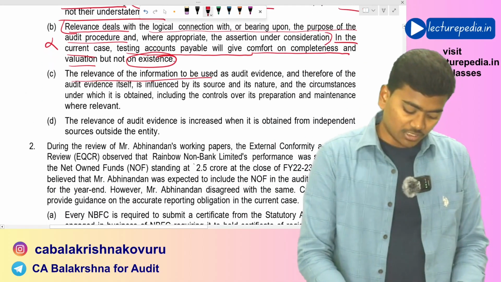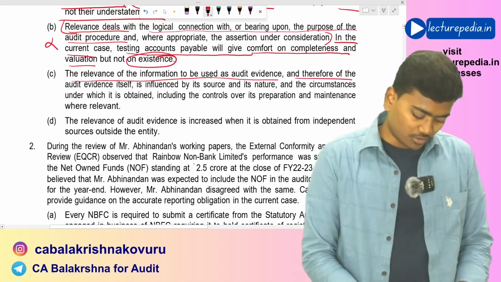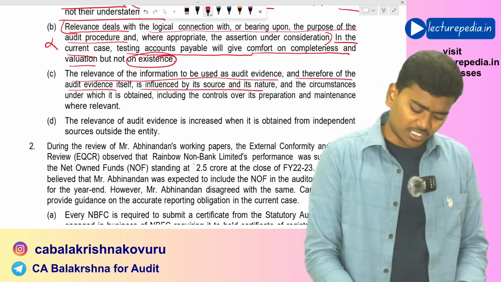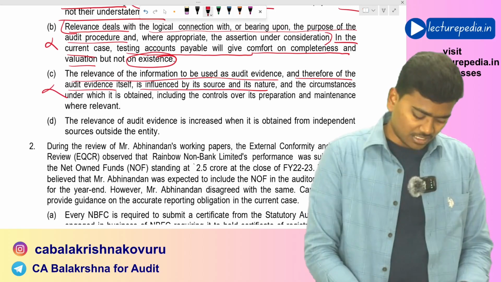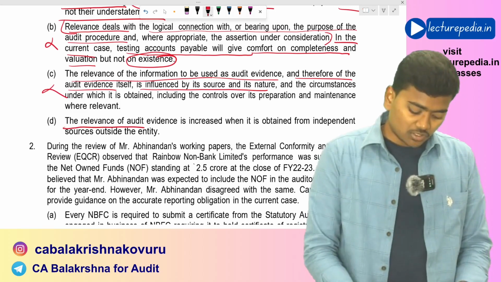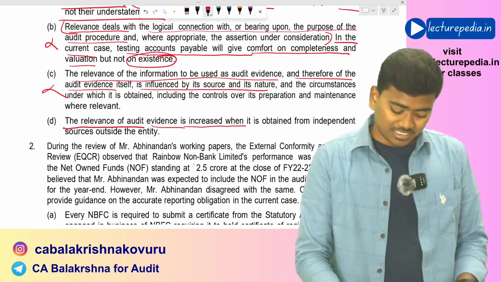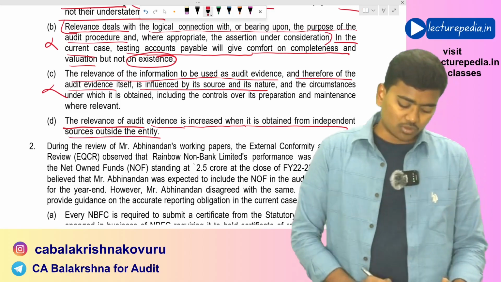Option C: relevance of information to be used as audit evidence, and therefore of the audit evidence itself, is influenced by its source. No, it is completely irrelevant for the question asked. The relevance of audit evidence is increased when it is obtained from an independent source outside the entity.